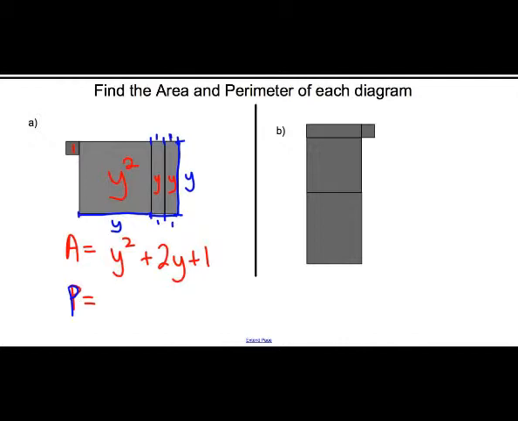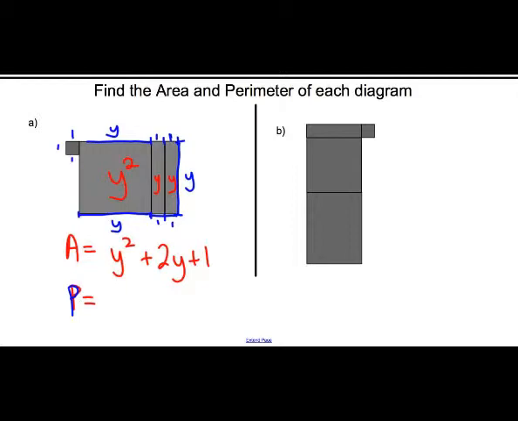We keep going. Across this side is another y, but it only goes to here. And then again, we have all these 1s. So there's 1 all the way around this little guy. So all the way around this one is a bunch of 1s.